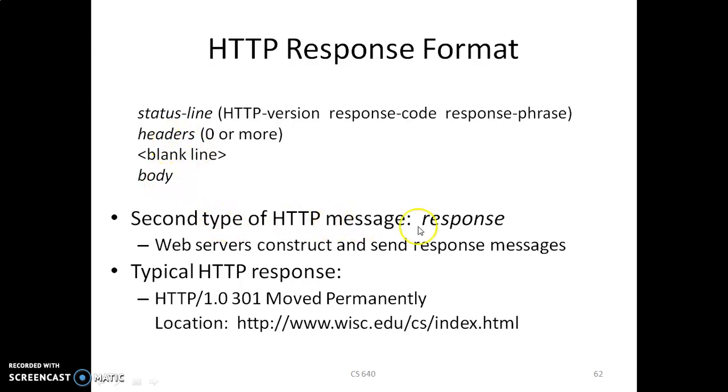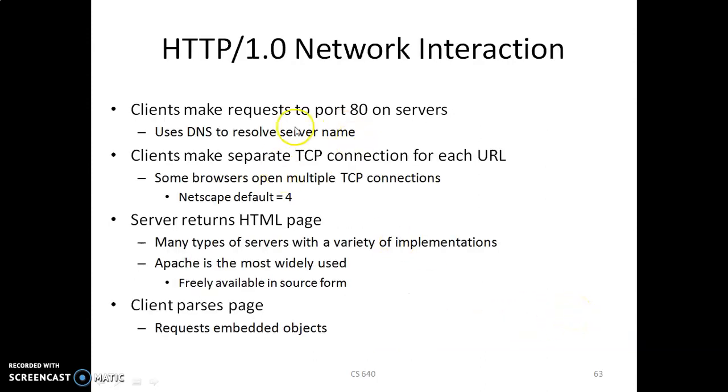The second type of HTTP message is the response type, which the web servers construct and send as response messages. A typical HTTP response is denoted as HTTP/1.0 301 Moved Permanently. Location is shown by http://www.wisc.edu/cs/index.html.